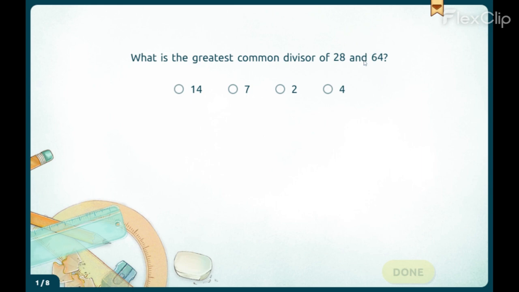What if we divide 64 by 7? Is it possible? 7 times 8 is 56. 7 times 9 is 63. Pretty close, but not equally divided. So we have to check number 4. What if we divide 64 by 4? 64 can be split into two numbers, 40 and 24. And 28 divided by 4 is, right, 7. So the greatest common divisor out of these numbers is 4.